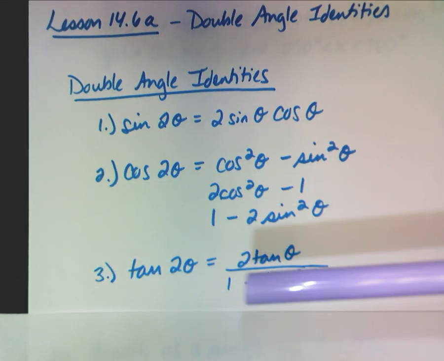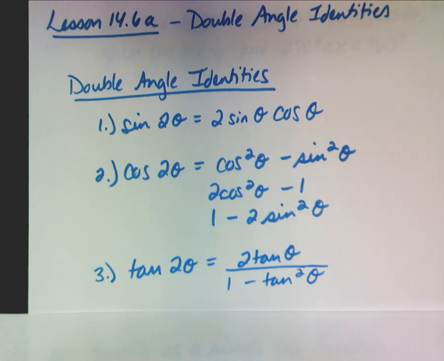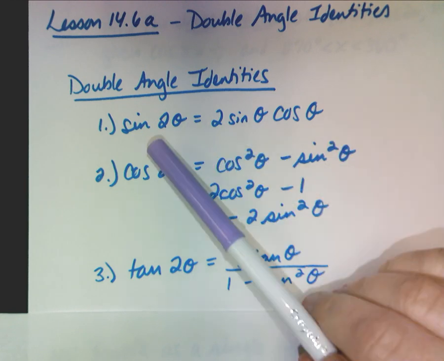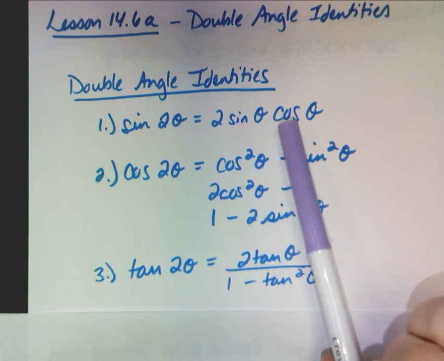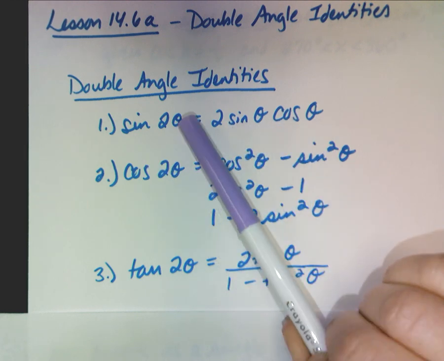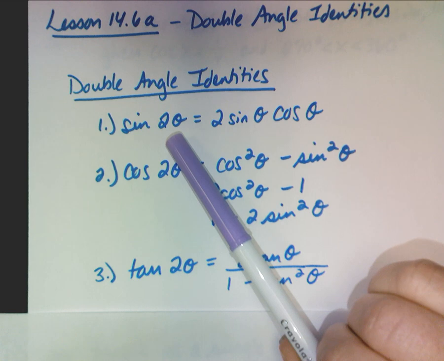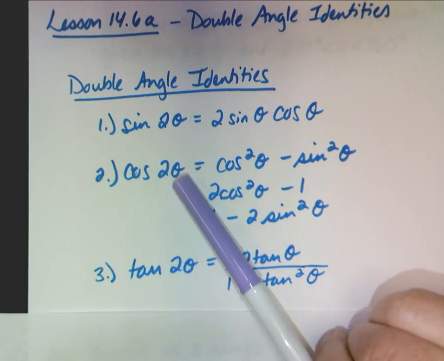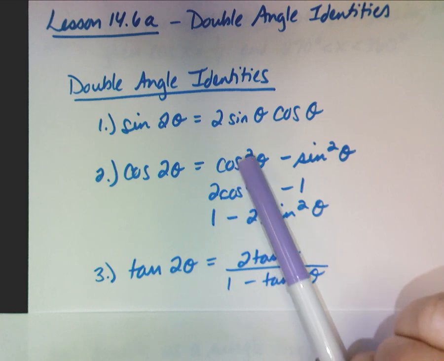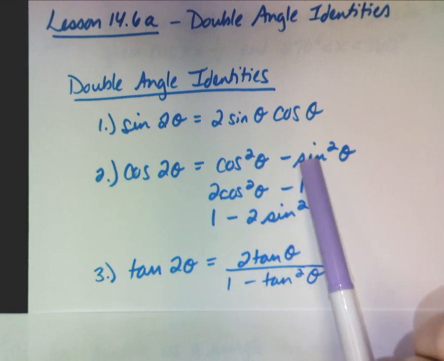So if you have the sine of 2 theta, something like the sine of 120 degrees, well, you could actually write that as 2 sine of 60 cosine 60. This would be a double angle here. Or if you had cosine of 90 degrees, that's the same as cosine squared of 45 minus sine squared of 45.